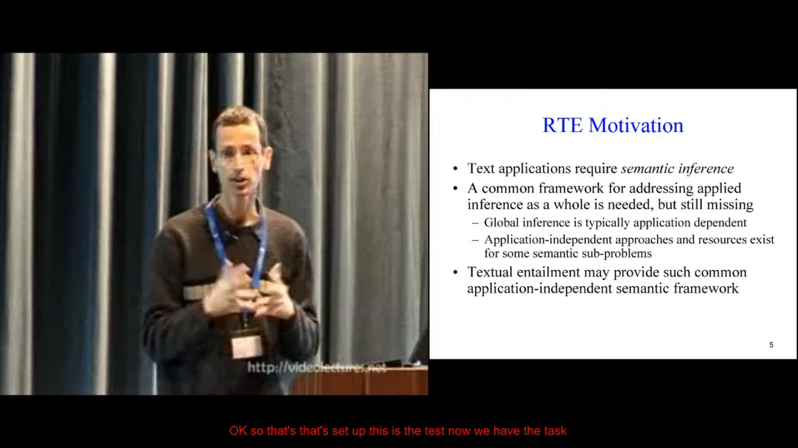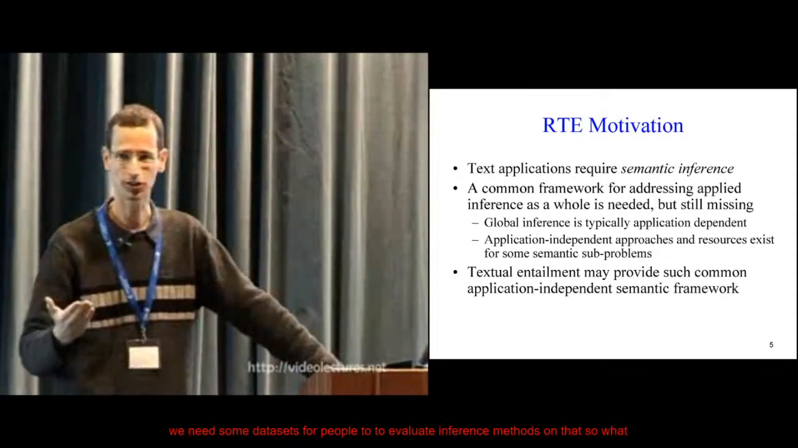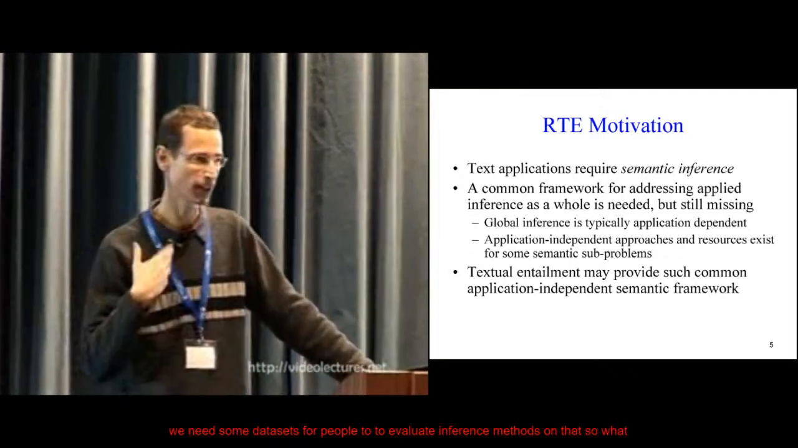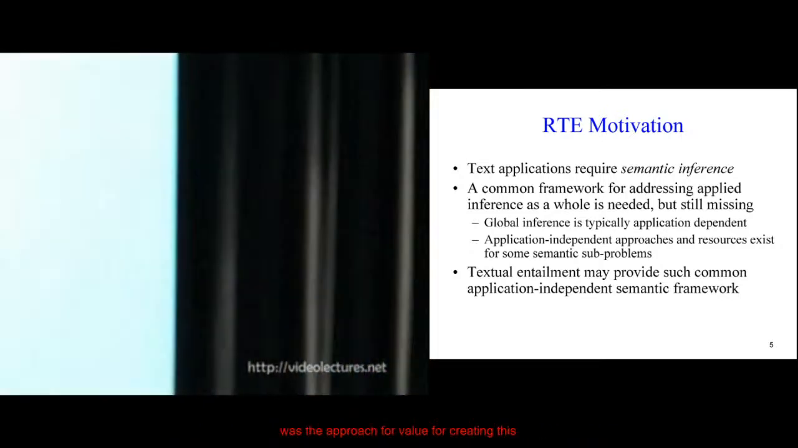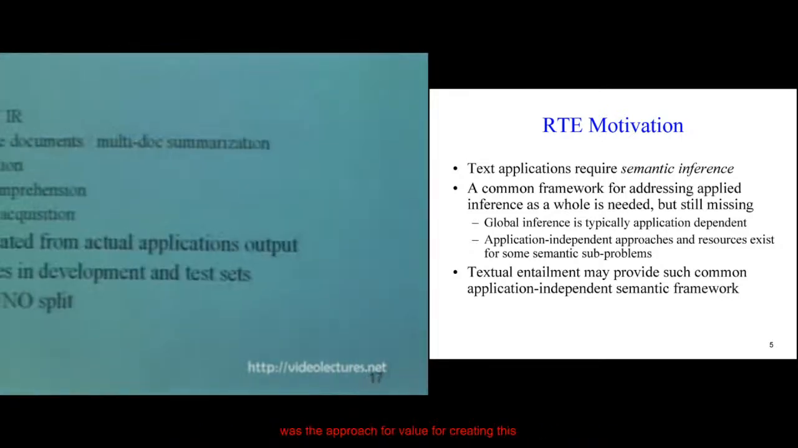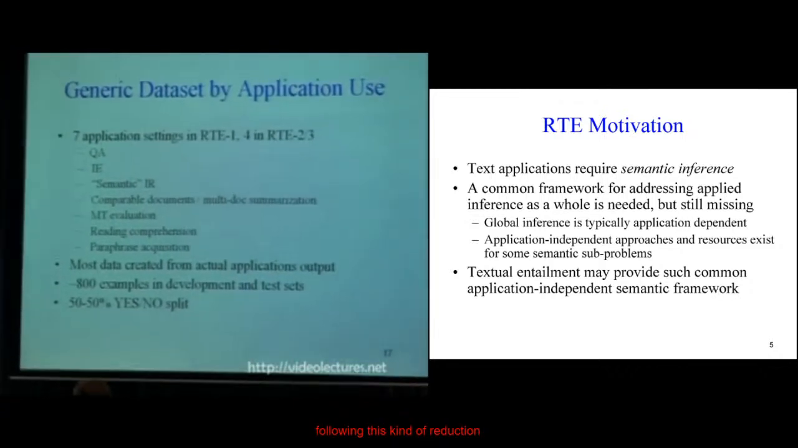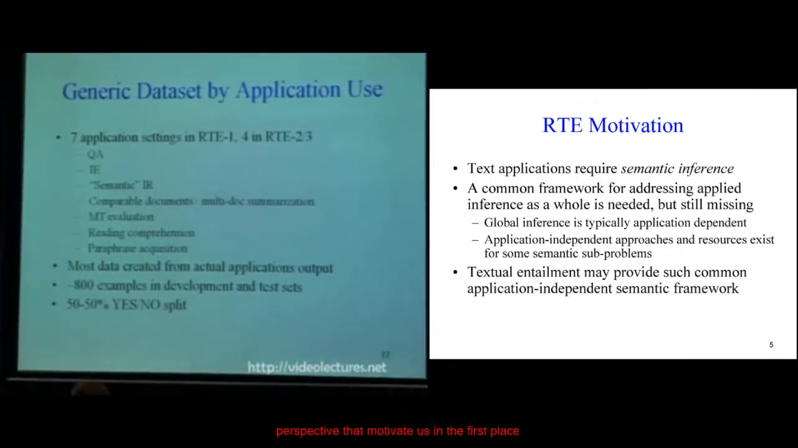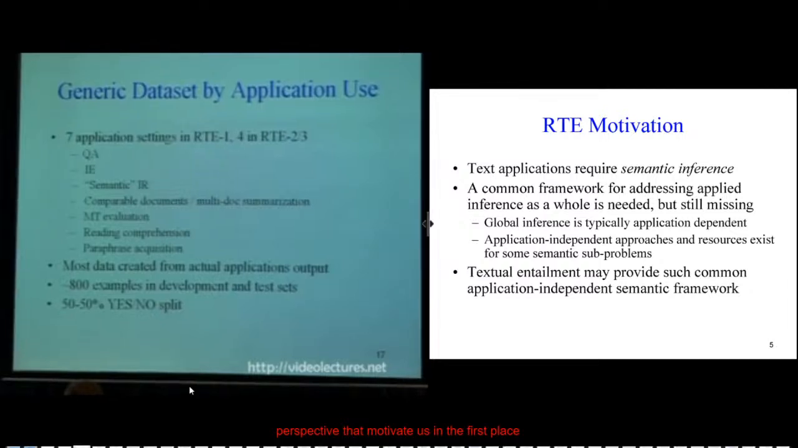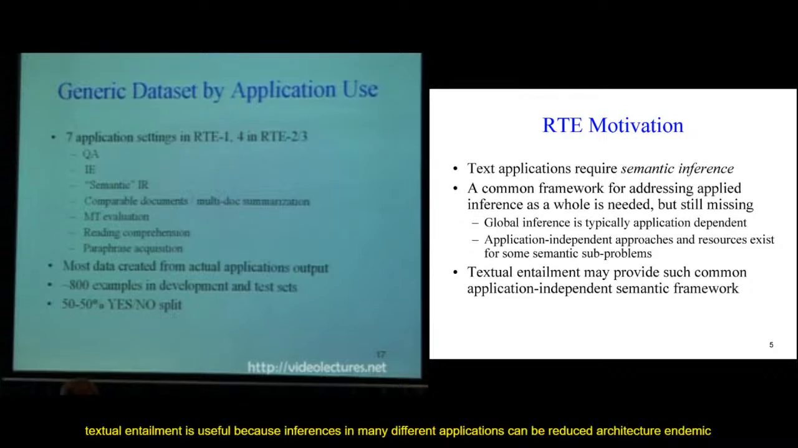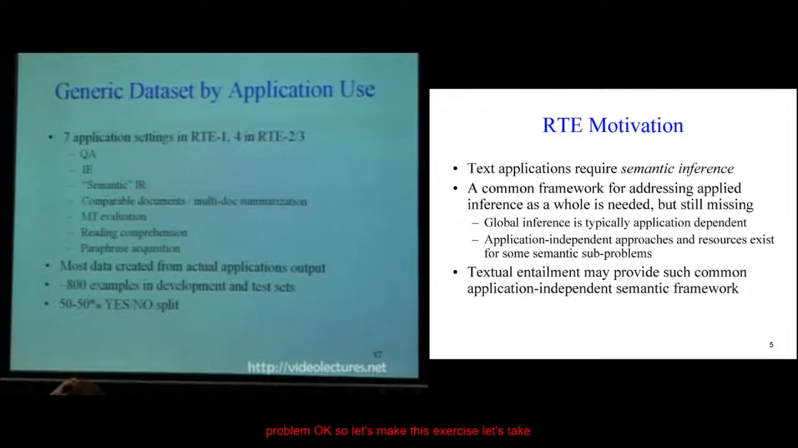This is the task. Now we have a task. We need some data set for people to evaluate inference methods on. So what was the approach for creating the data set? The key idea here was to follow this kind of reduction perspective that motivated us in the first place. We said that textual entailment is useful because inferences in many different applications can be reduced to the textual entailment problem. Okay, so let's make this exercise.